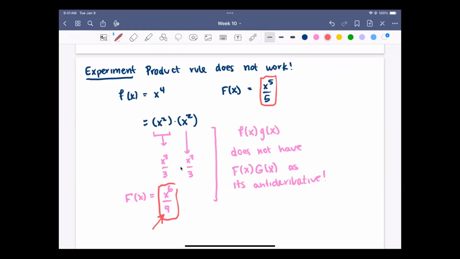Okay, so let's do another. Are there other questions about this or the previous example? I'll do another example.